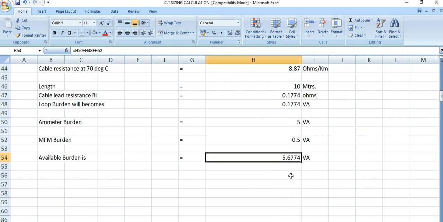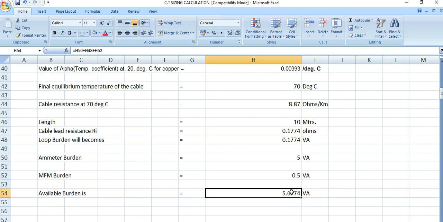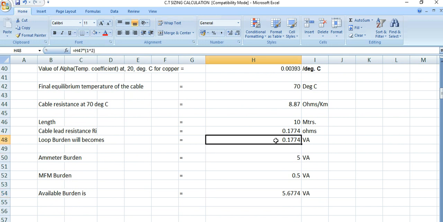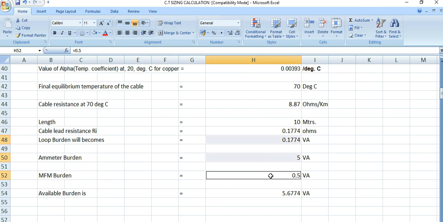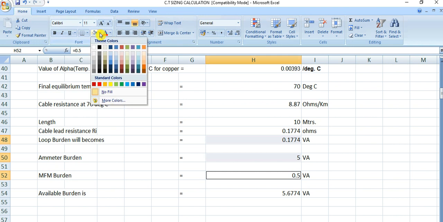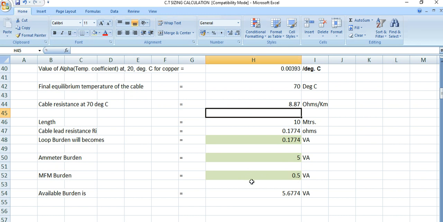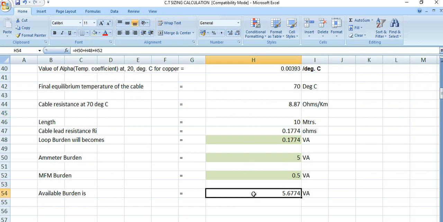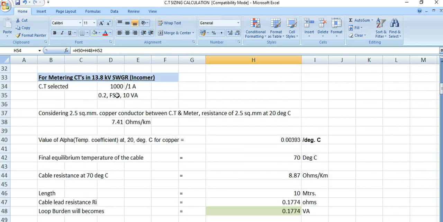We need to sum up the burden here: the ammeter burden of 5, plus the MFM burden, plus this loop burden. If I highlight all these three, it comes to 5.6774 VA, and here we have considered a 10 VA CT burden, so this selection is correct.